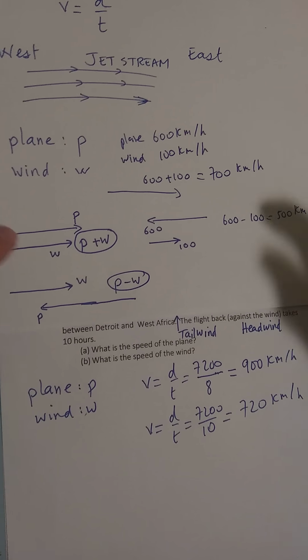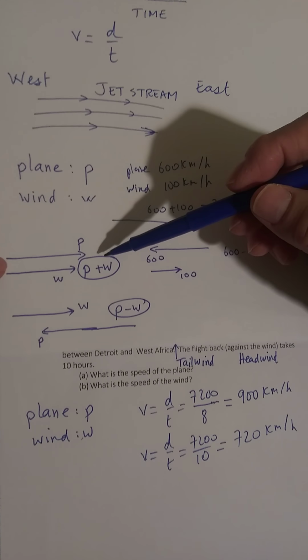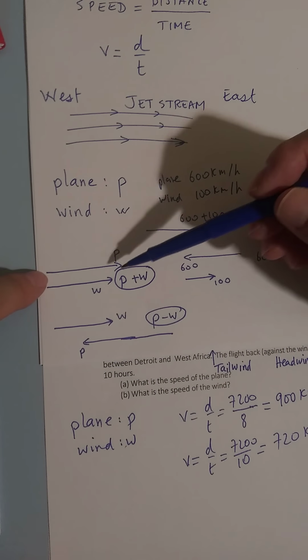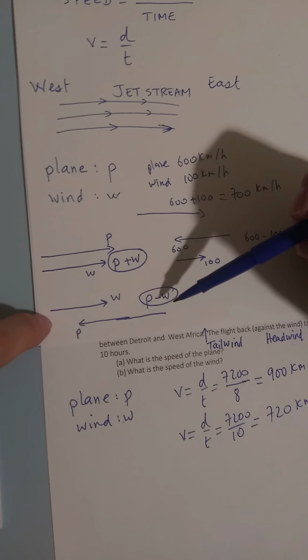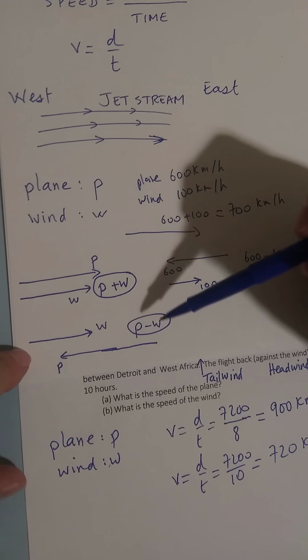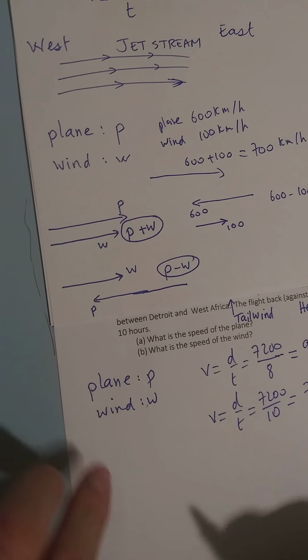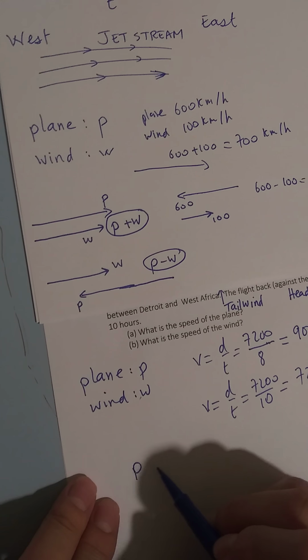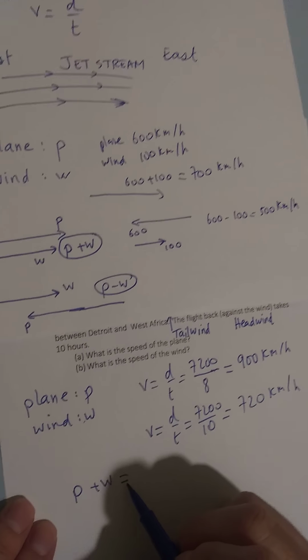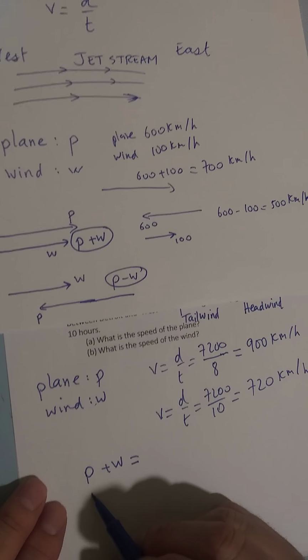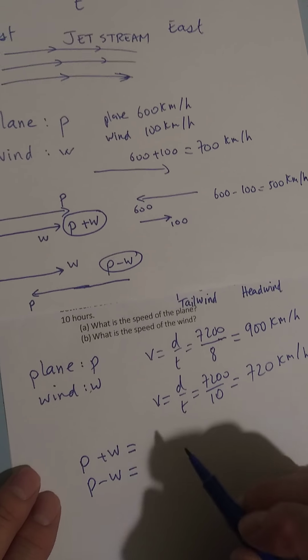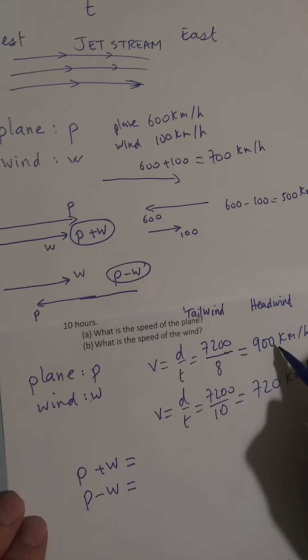Okay, now we need to set up our equations. Earlier we said that with the wind, that means the tailwind, the net speed is P plus W. Against the wind, the net speed is P minus W. So the first equation is P plus W equals, and the second equation is P minus W equals. Now with the wind, the speed was 900 kilometers per hour.